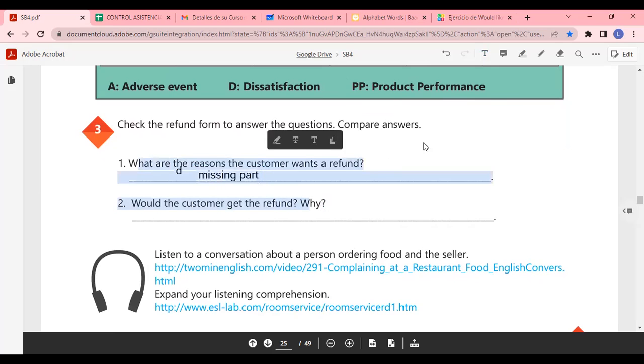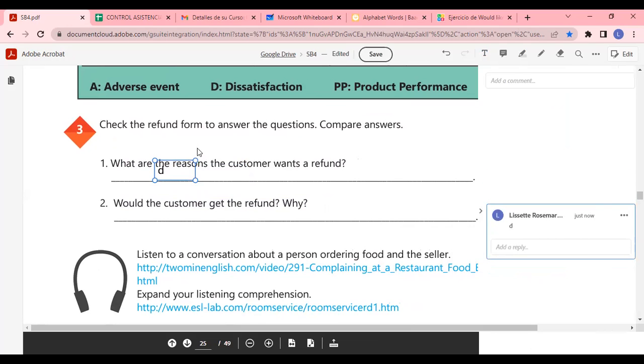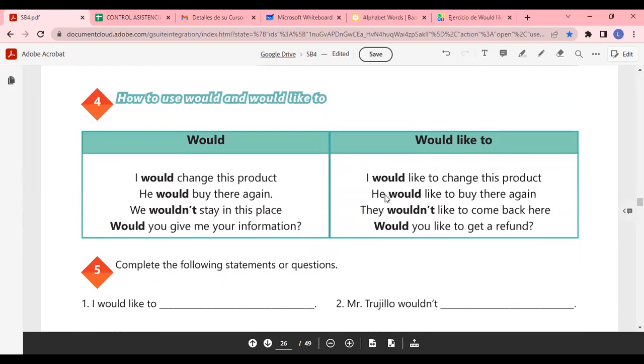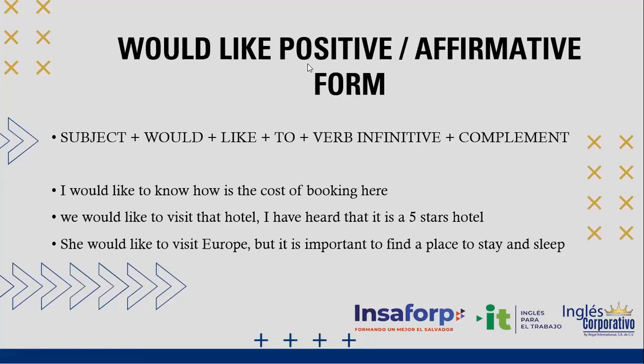As you can see, in this case, we are continuing with the product. Estamos continuando con lo de los productos, ¿verdad? But in this case, today, you are going to do something about it. Van a hacer algo para un producto que pues se están quejando las personas, okay? And for this, we are going to use this very important topic, would or would like to, okay? So let's start with would like to with positive sentences, okay? We are going to use would like to express something that we really want, okay?